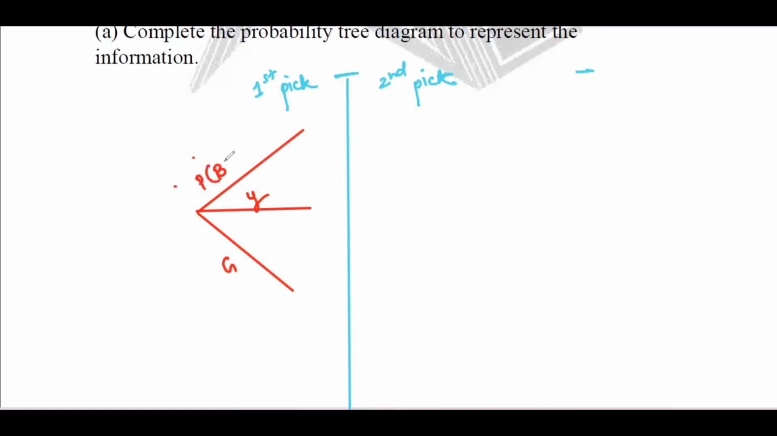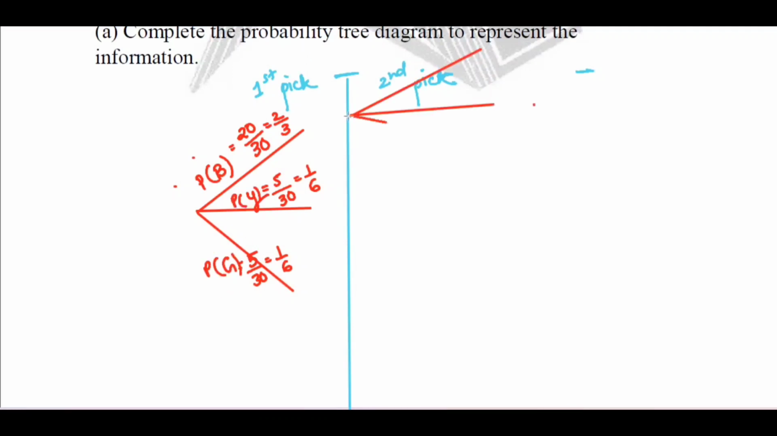So probability of picking blue is, there are 20 blue marbles out of 30. So it will be 2 over 3 the probability. For yellow, there are 5 yellow marbles out of 30. That means 1 over 6 is the probability. And for green, there are 5 green marbles out of 30. So it's going to be 1 over 6. So this is the probability of picking blue, yellow and green in the first pick. Now for the second pick. In the second pick, also the three cases will arise.